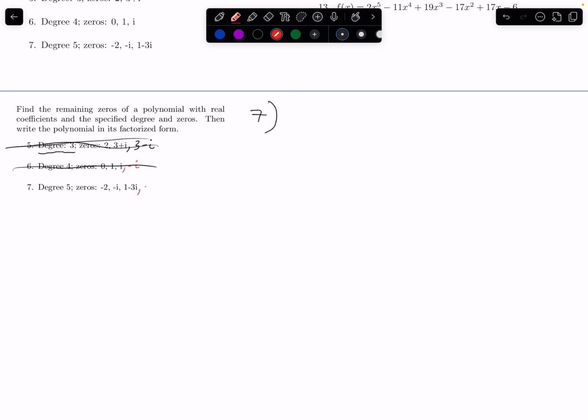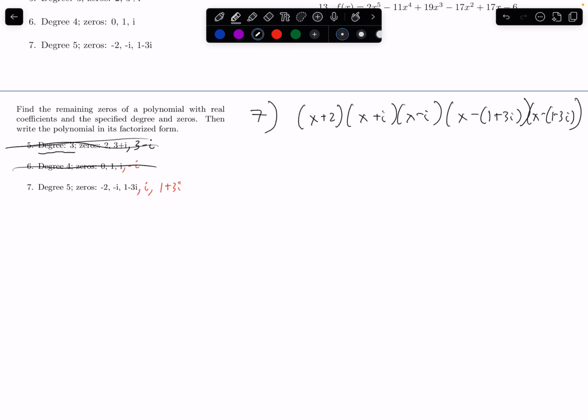If I have negative i, then positive i is the other one. And if I have 1 minus 3i, 1 plus 3i is the other one. So those are 5 zeros now. I found all of them. Now I can go straight to factorized form. So I'm going to get x minus negative 2, x plus 2. I'm going to get x plus i and x minus i, right? Then I'm going to get x minus 1 plus 3i, x minus 1 minus 3i.